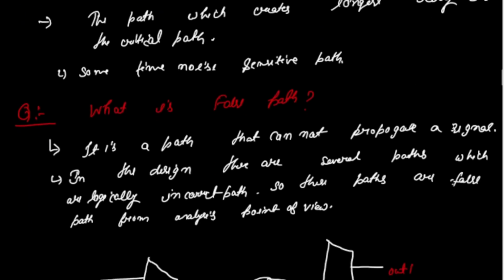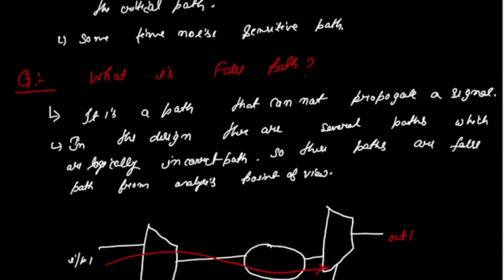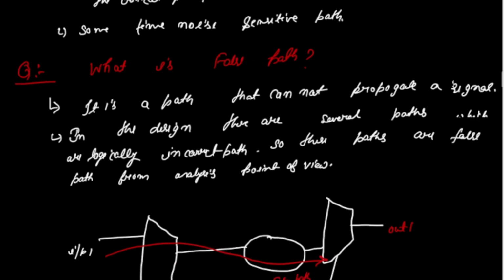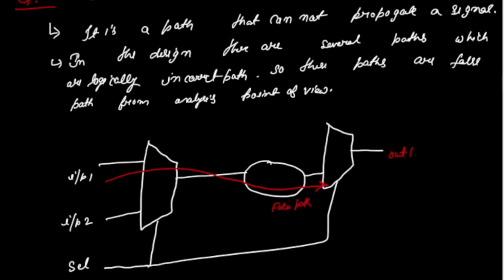What is a false path? It is a path that cannot propagate a signal, meaning it cannot propagate any signal through that path. In the design, there are several paths which are logically incorrect paths. So these paths are false paths from the analysis point of view. In this example, there are 2 muxes. Input 1 is going to output 1. This is the false path.